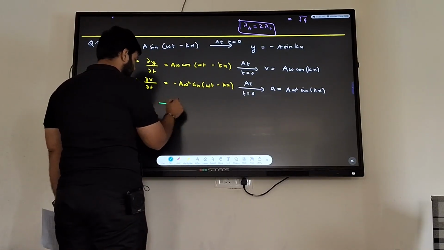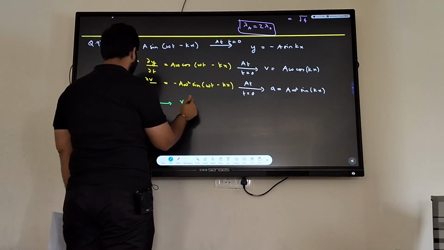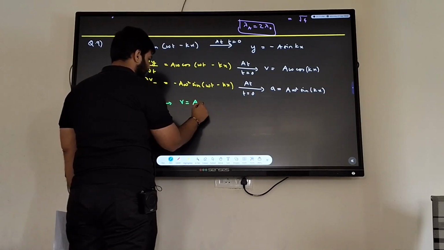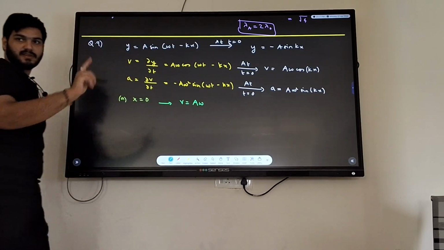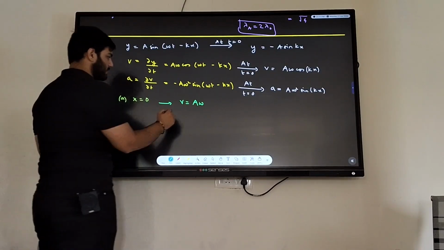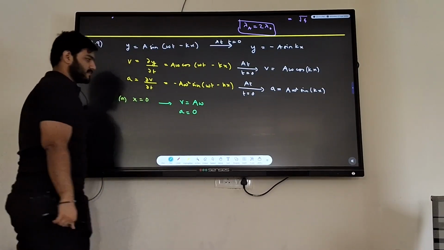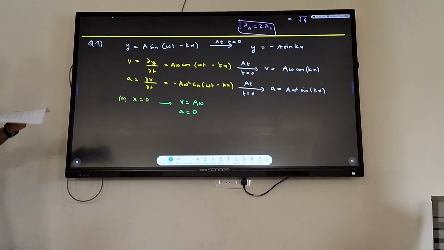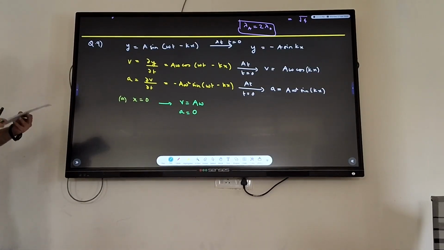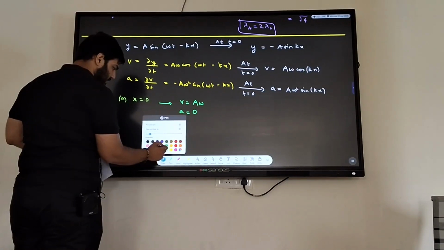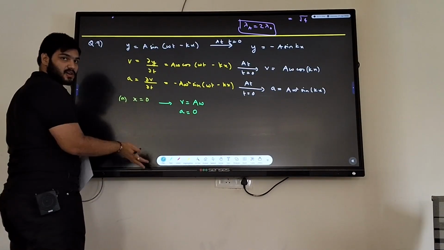बताओ क्या है velocity value? At x equal to 0, v is equal to a omega, and it's plus. Yes. What about the acceleration? That's 0. So it is not accelerating at that point, and it is moving. Can you likewise answer all of them?